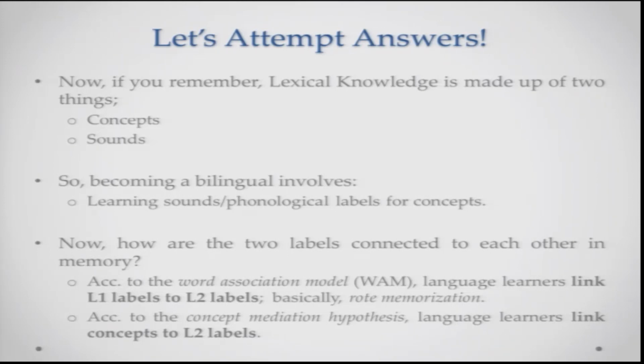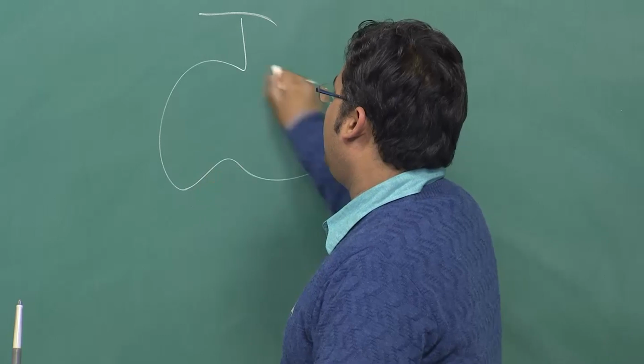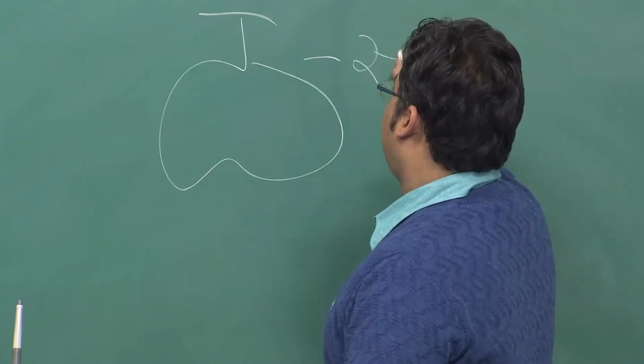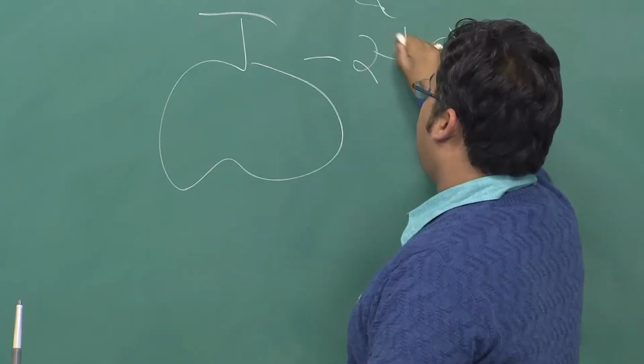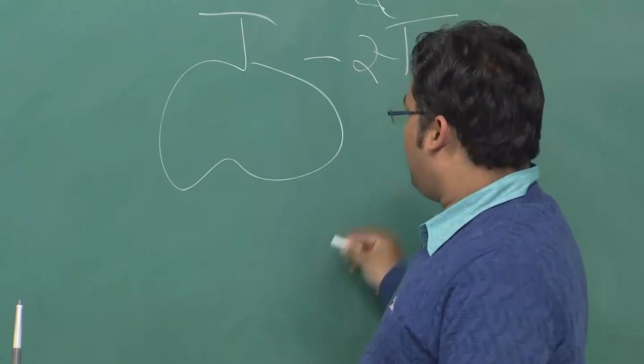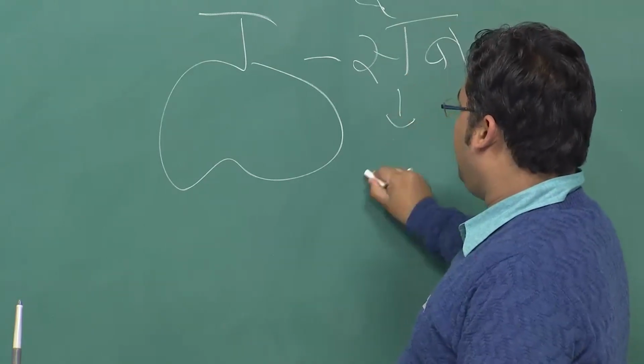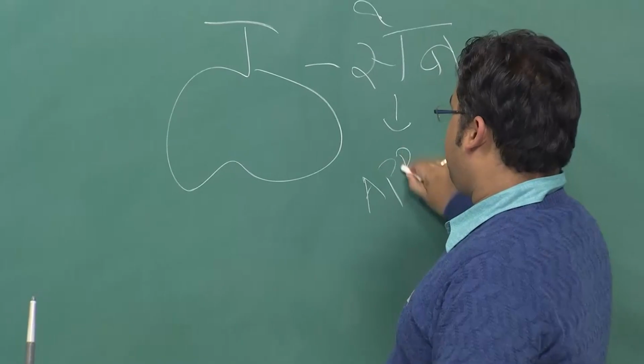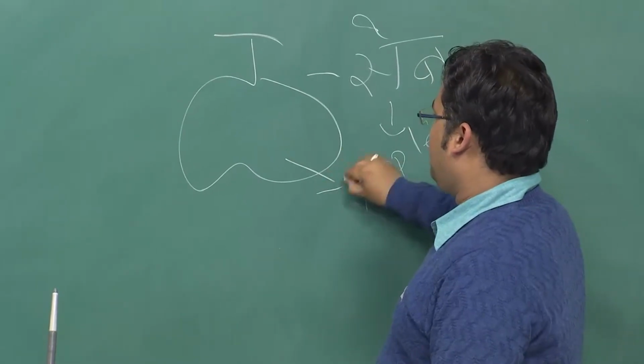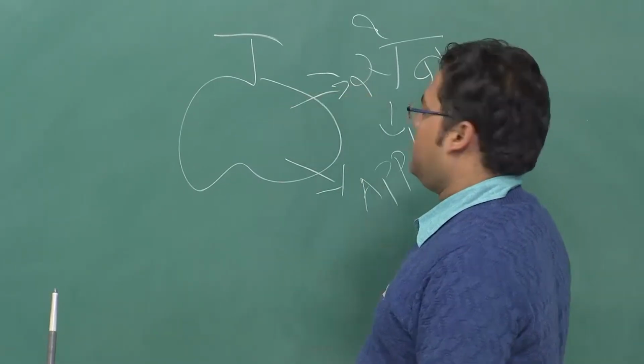Suppose, for example, I have this concept of this fruit, and I know that this is referred to as seb in my language. What I could do is I could actually either link it to apple, or I could make these connections.